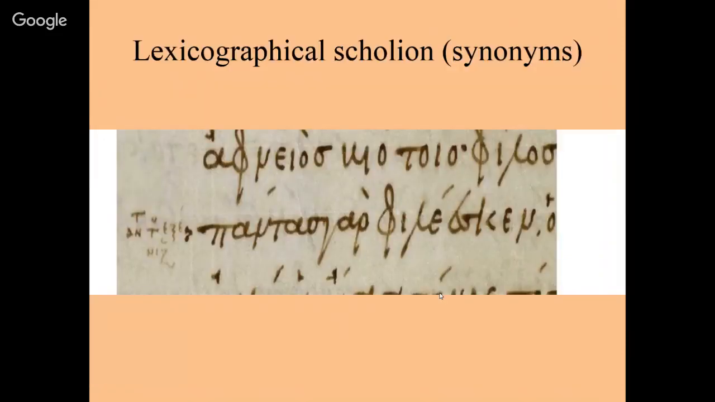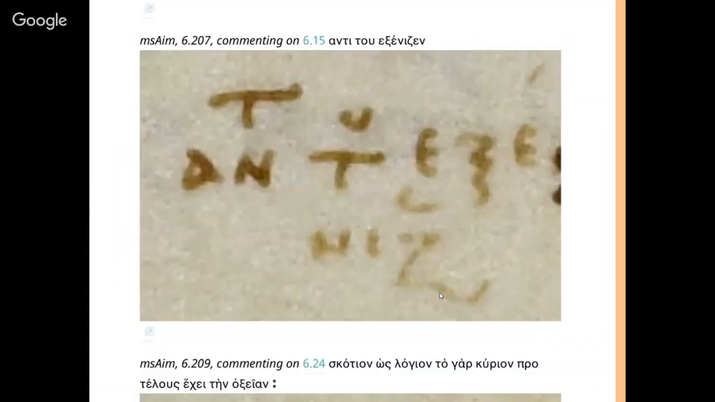Then we have another scholia, a lexicographical scholia, that means a scholia which gives us synonyms. We have the lemma "φιλεῖ" here. It is a verb which means "he showed hospitality". Near this Homeric verse, as you see here, there is the critical sign of the diple. And here is the scholia which says "ἀντὶ τοῦ ξενίζει". If we zoom in on the text, we can read it better. It says "ἀντὶ τοῦ ξενίζει".